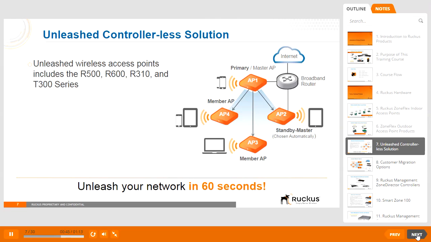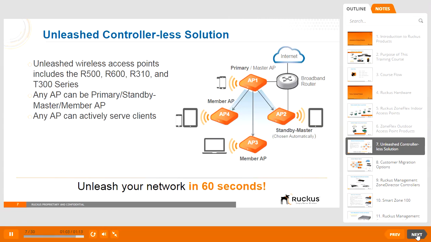Let's review how the solution works. Any AP can be a master AP, which acts as a controller, regardless of the model, whether it's an R500, R600, R310, or T300. Likewise, any AP can be a standby master AP as well. Other APs are called member APs. Any access point within the Unleashed network can actively serve client devices, and the solution supports up to 25 access points and 512 client devices.